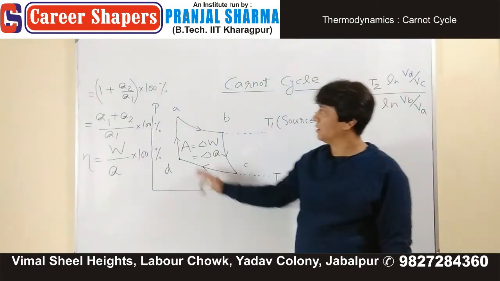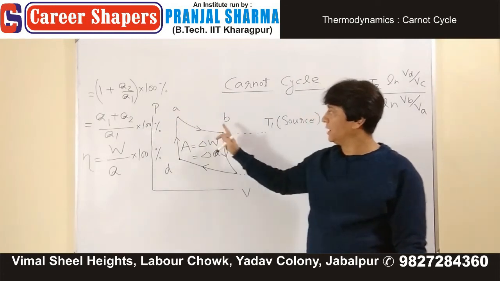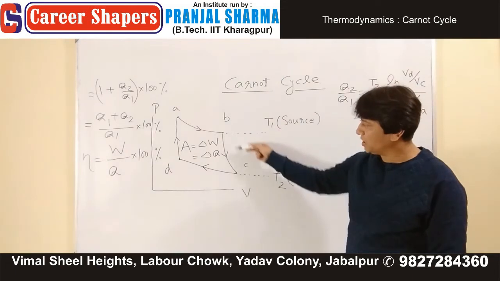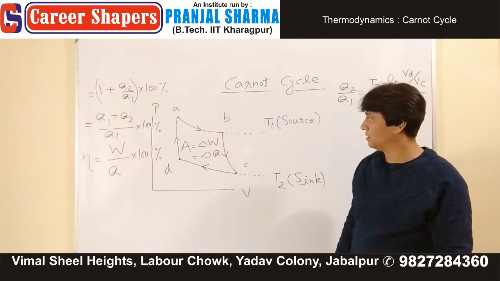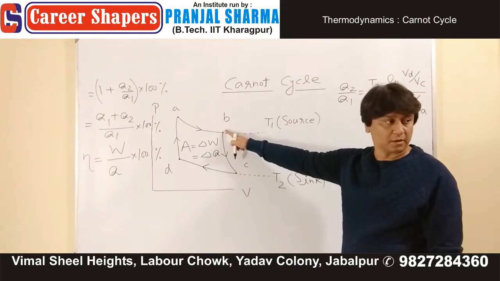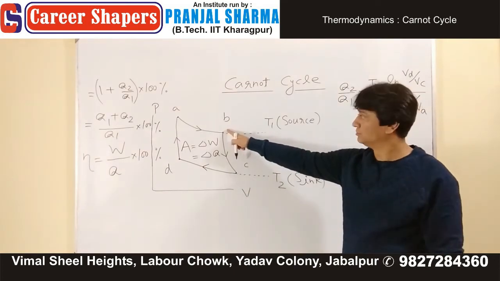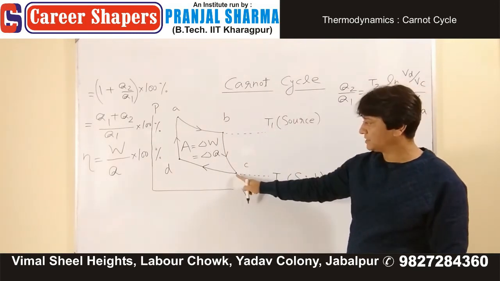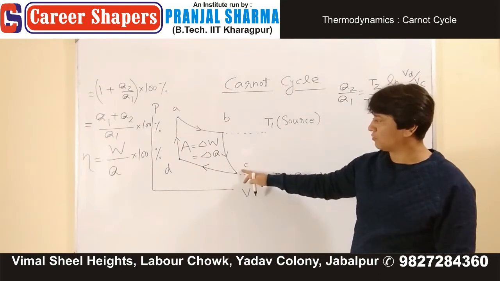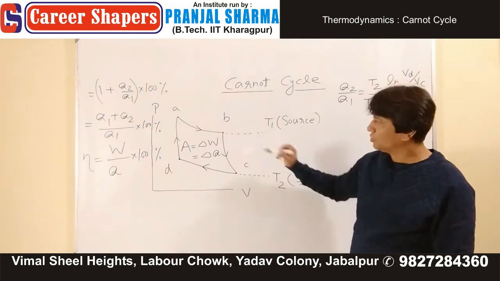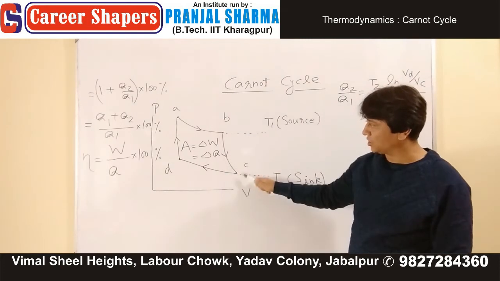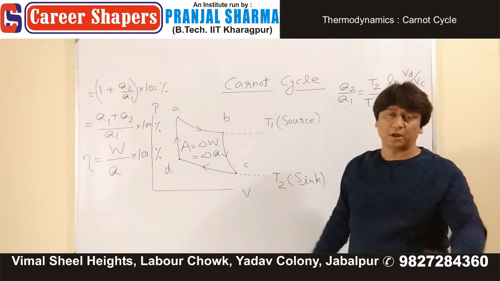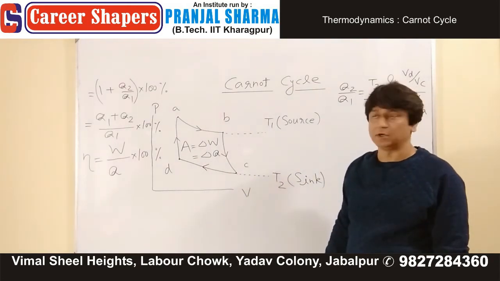A to B, it is an isothermal process. B to C, an adiabatic part. At B, you have the information of volume and the information of temperature. At C, again, you have the information of volume and temperature. So you can relate volume and temperature at A and D and at B and C, and you will get the desired result.